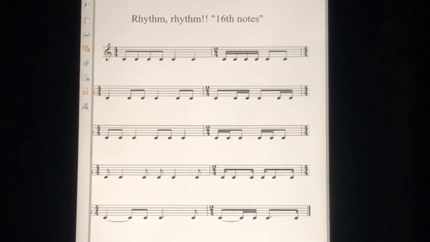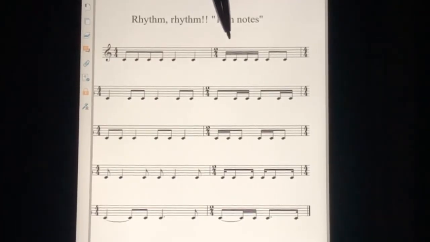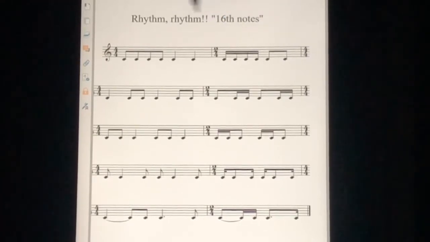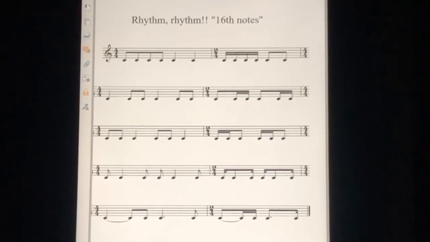So, the second measure's value is half the value of the first measure. That is the point.